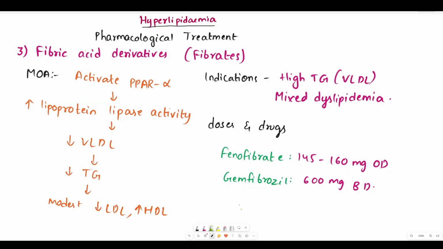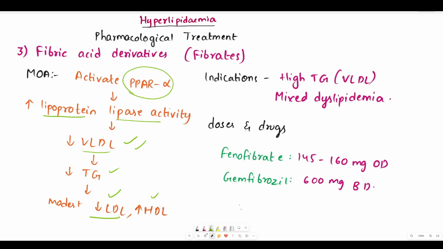The third class of drugs are fibrates, simply the fibric acid derivatives. The mechanism involved is that they activate one receptor, the PPAR alpha receptor, which increases the lipoprotein lipase activity, due to which it reduces the VLDL levels in the body, thereby reducing the triglycerides also. So it reduces VLDL production, and so reduces triglycerides. Sometimes it also reduces the LDL and increases the HDL. This is the mechanism of fibrates.